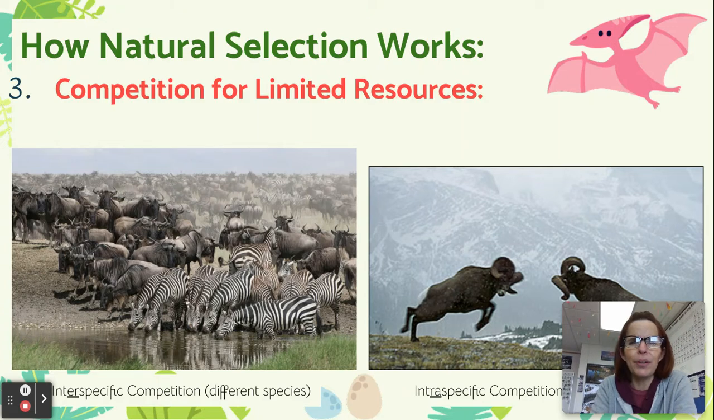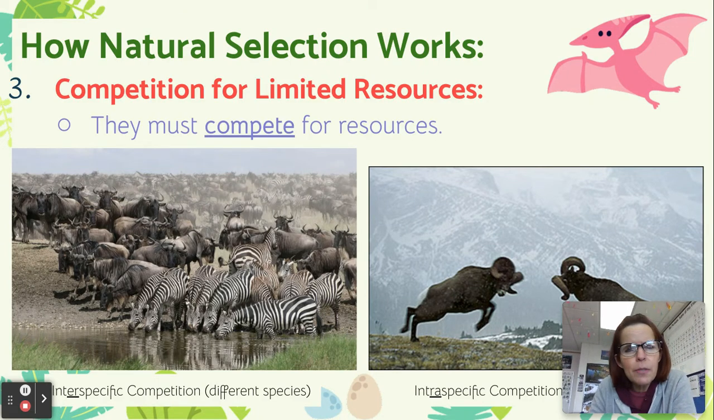All right, so step number 3, it's not a step, is competition for limited resources. So all of these babies that are being born, they're competing for limited resources. They're trying to get food, they're trying to stay away from predators, they're trying to get out of the sun, or vice versa, into the sun, and so they have to compete.